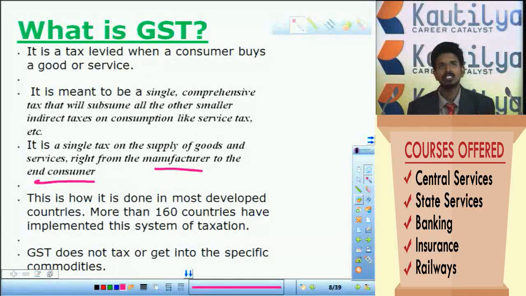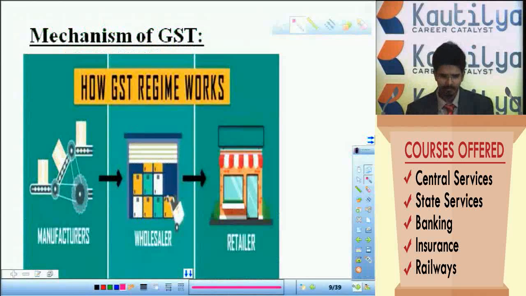Also, GST does not tax or get into the specific commodities. It is based on this concept of VAT, that is value added taxation, not specific kind of taxation. So what is the mechanism of GST?